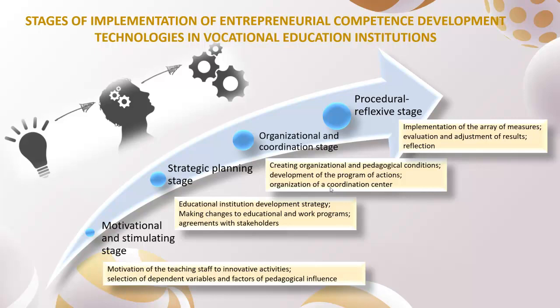Strategic planning stage: it's educational institution development strategy, making changes to educational and work programs, agreements with stakeholders. Next stage is the organizational and coordination stage: creating organizational and pedagogical conditions, development of the program of actions, organization of a coordination center. And finally, the procedural reflexive stage. It consists of implementation of the array of measures, evaluation and adjustment of results, and reflection.